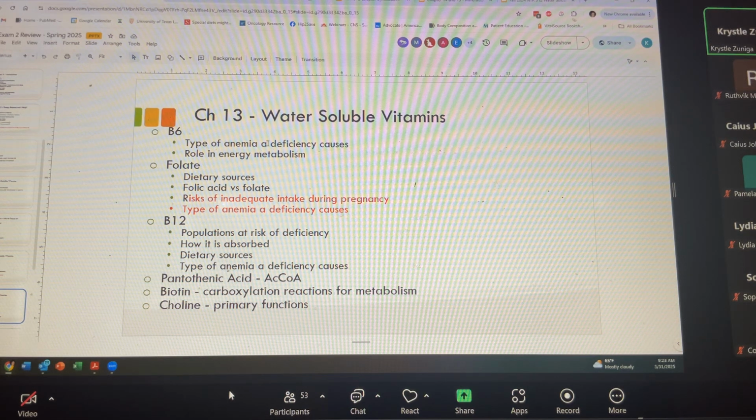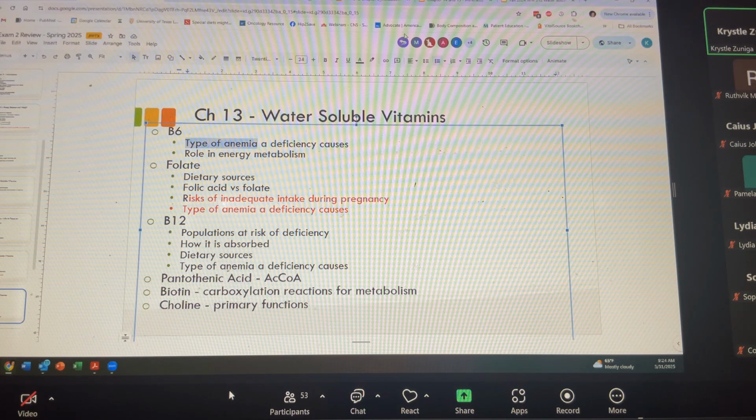B6, the type of anemia. Yep, this one's one to know. Microcytic anemia. Its role in energy metabolism, we just touched on that, involved in transamination reactions.